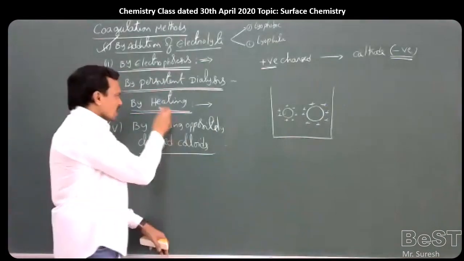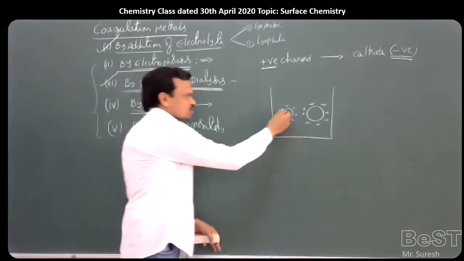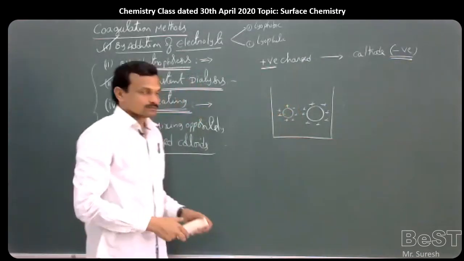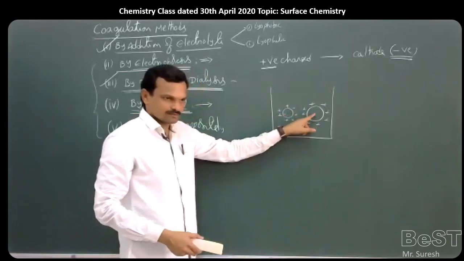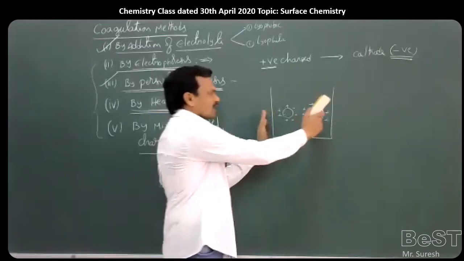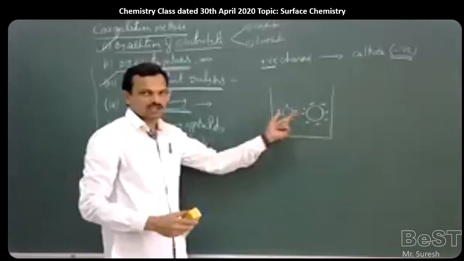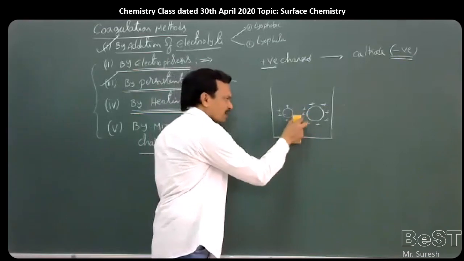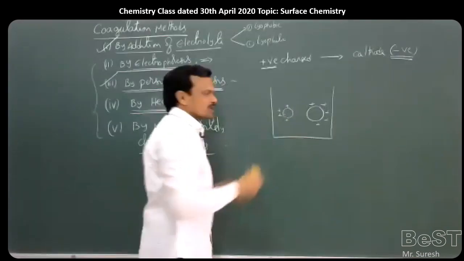Now what happens on heating? On heating, the kinetic energy of the particles in the adsorbed layer increases. When the kinetic energy of these particles increases, they can collide with each other. When these particles collide, the adsorbed layer will be disturbed. That means some electrolyte particles that got adsorbed here will be removed.